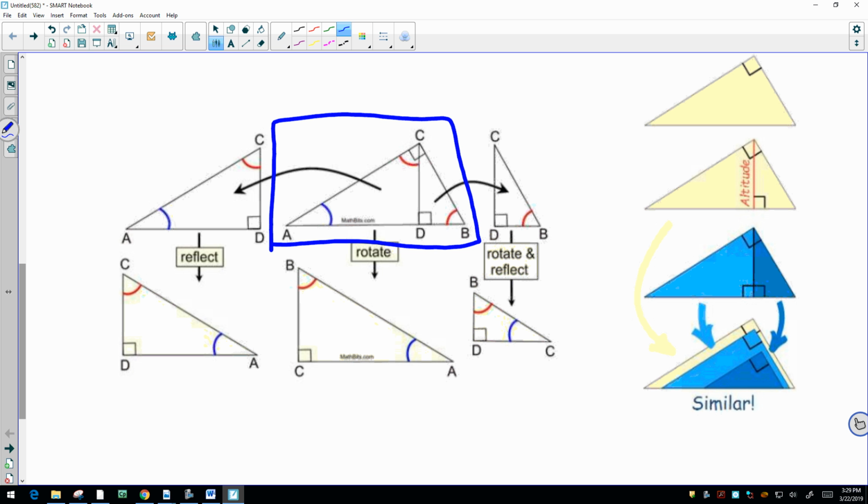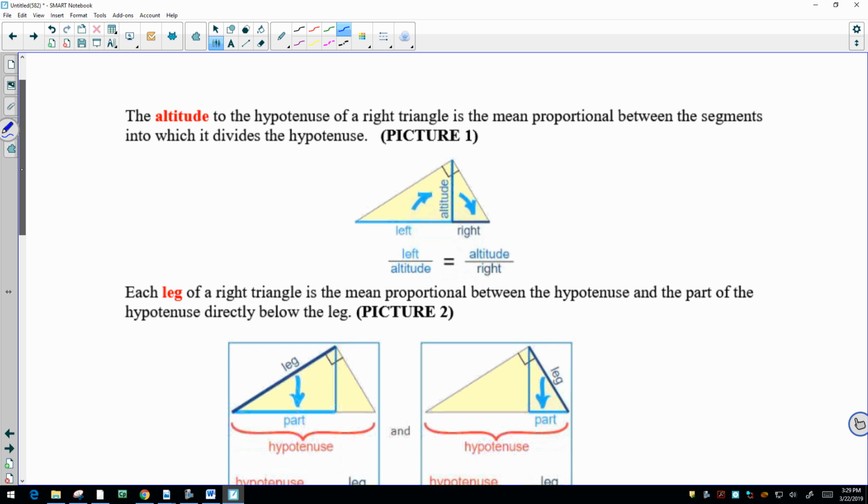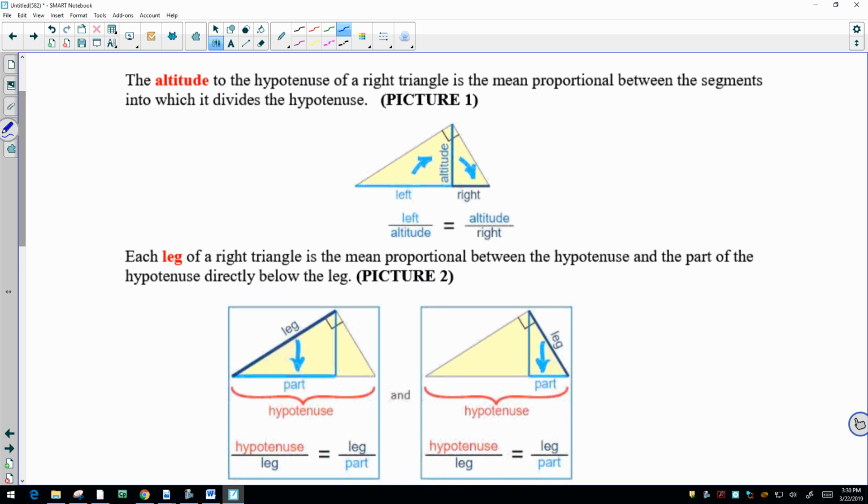Here's my big triangle. We drew in the altitude. I can see I have the big triangle itself, light blue, dark blue, and once they've rearranged them, I can see how they're all similar. It does get a little visually challenging when we're looking at this. So on the back, what we've tried to do is kind of break it down. I like to refer to them as picture 1 versus picture 2, because we get some proportions.